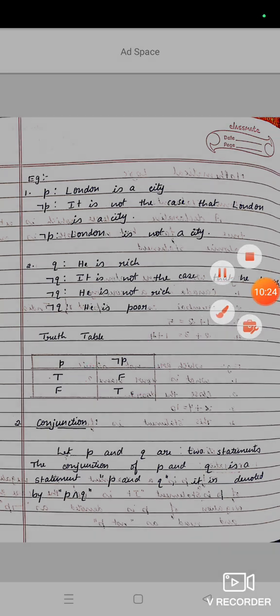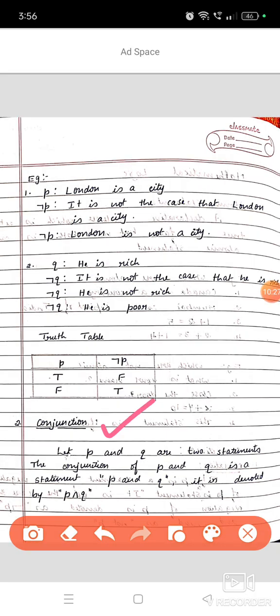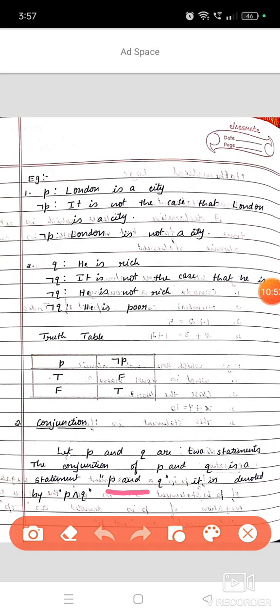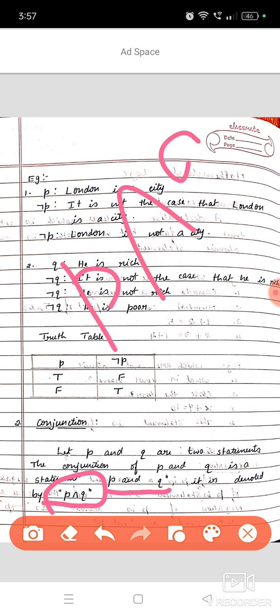Next, the connective conjunction. Conjunction means we connect two atomic statements P and Q with the word and, or the connector and. We are combining P and Q with the connecting word and. Definition: let P and Q be two statements. The conjunction of P and Q is the statement P and Q. It is denoted using the conjunction symbol, P ∧ Q.